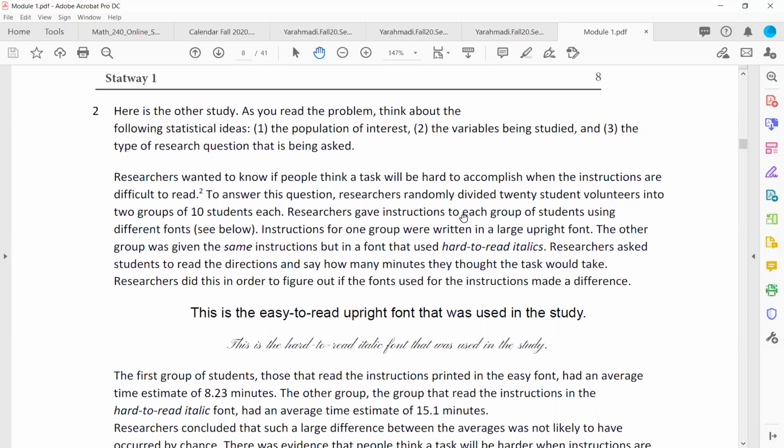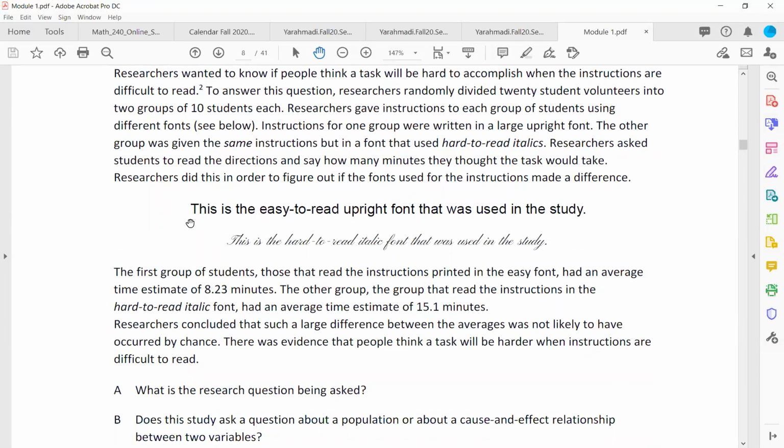Researchers gave instructions to each group of students using different fonts. Instructions for one group were written in a large upright font. The other group was given the same instructions, but in a font that used hard-to-read italics. Researchers asked students to read the directions and say how many minutes they thought the task would take. Researchers did this in order to figure out if the fonts used for the instructions made any difference.